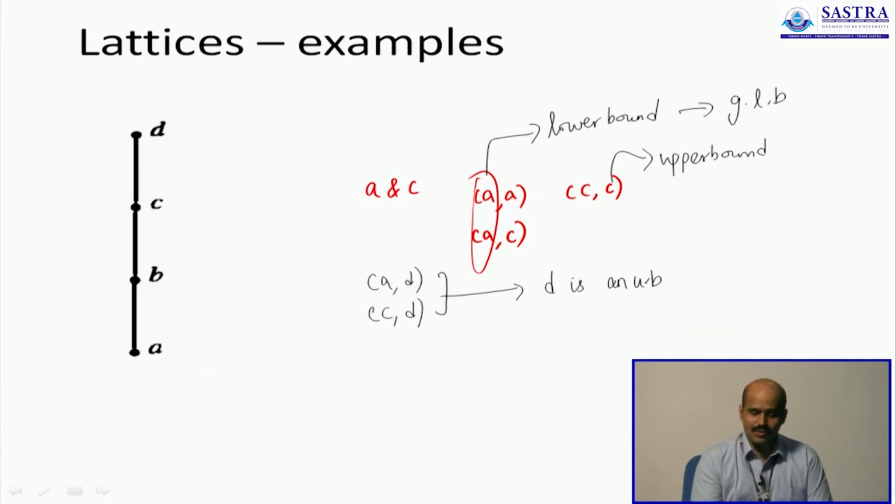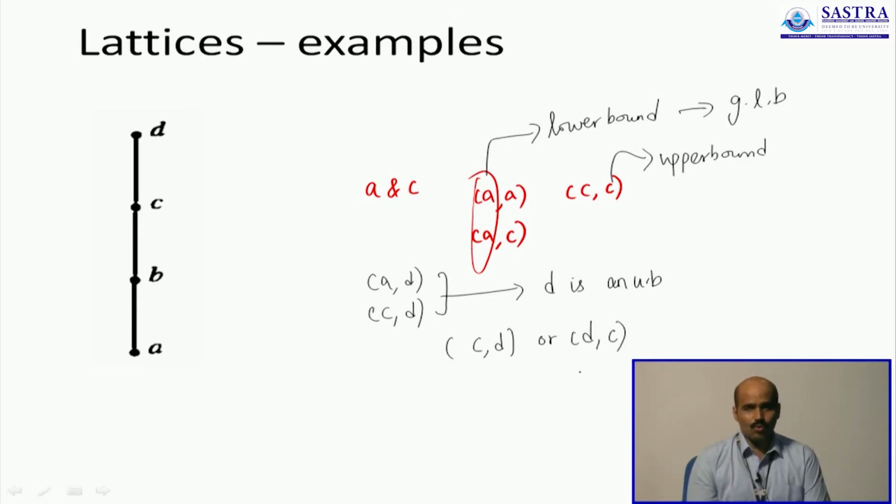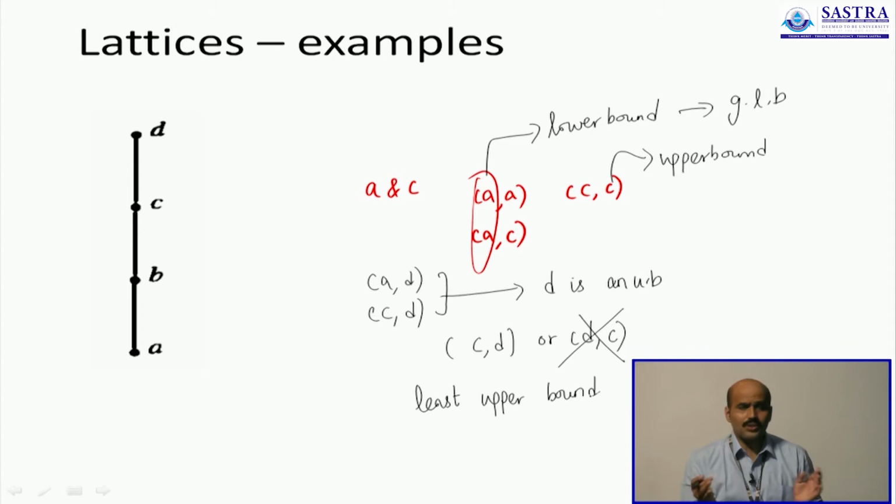Now both C and D are upper bounds. Among these two, we'll have to identify whether we have the pair CD or the pair DC. You don't have the pair DC because D is placed above the point C in the Hasse diagram, so this can't be part of the relation. You have only CD. Now since you have CD, C is the least of the two upper bounds. The least upper bound is what you identify as the element C. That's what you see here.